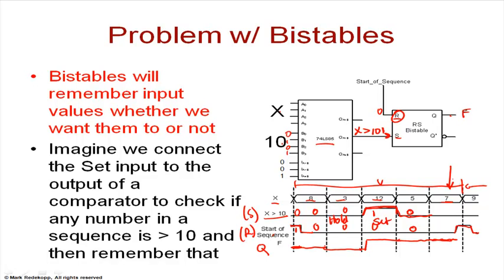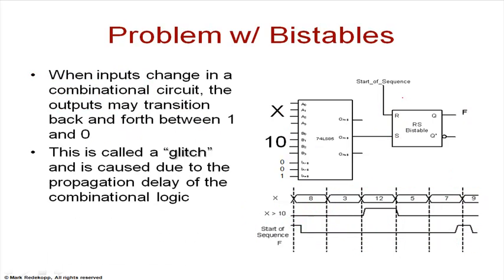So when the end of the sequence arrives, I can look at F, see whether it's 1, and know that some number was greater than 10. Once I do reset it, I'll start all over, and the game begins again. So the bistable can be used to set or to turn something on and then remember that fact. Or, if you want to turn something off and remember that, you could use the R input. So hopefully that makes sense.